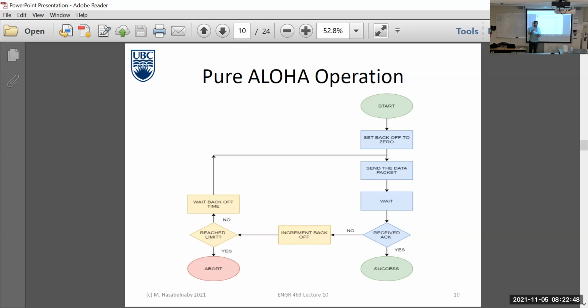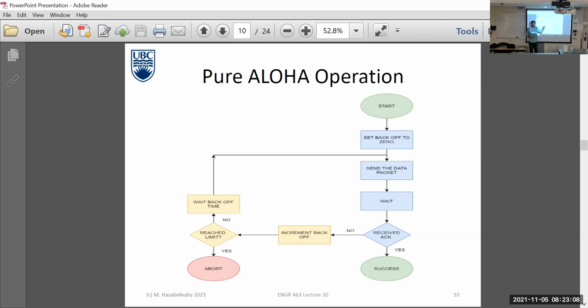So you have one frame to transmit. Okay, so start, and this process explains the transmission of one frame. You have one frame. I will set backoff to 0, as this is my first transmission try. Okay, and I will send my frame.